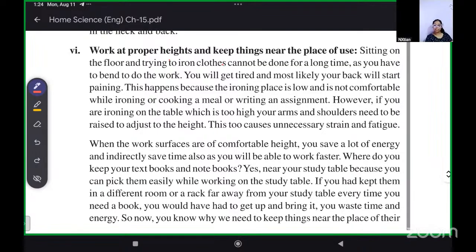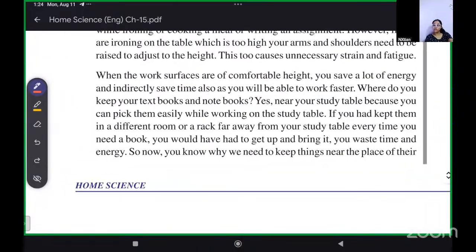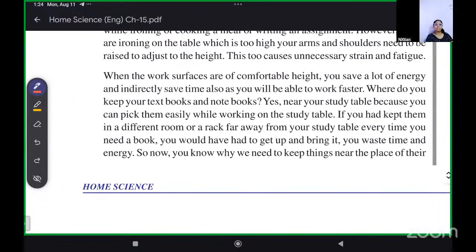Where do you keep your textbooks and notebooks? Yes, near your study table, because you can pick them easily while working on the study table. If you had kept them in a different room or a rack far away from your study table, every time you need a book, you would have had to get up and bring it. You waste time and energy. So now you know why we need to keep things near the place of their use. So keep your books near the study table.